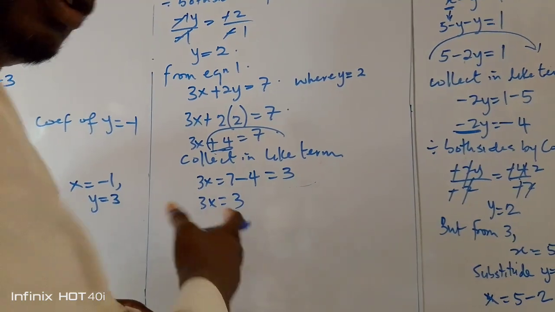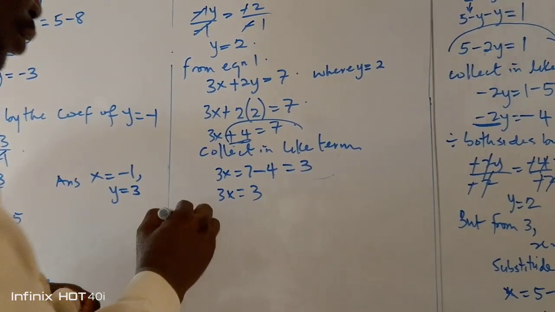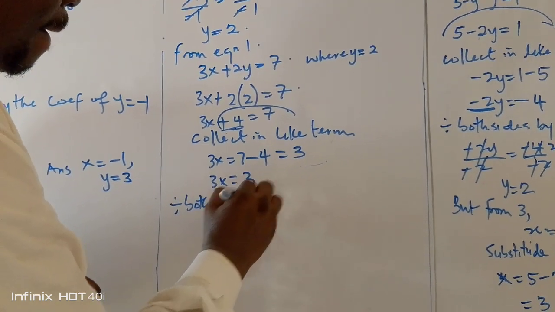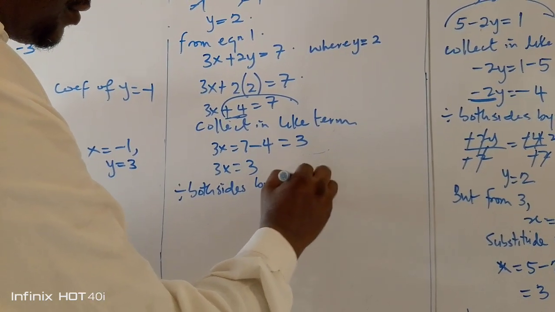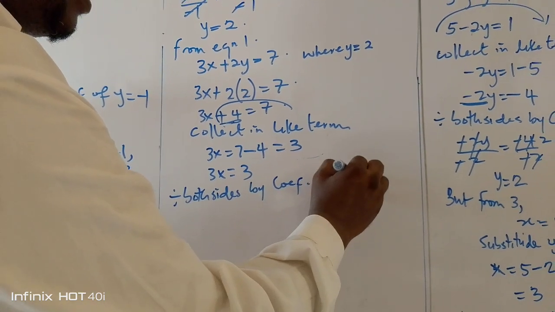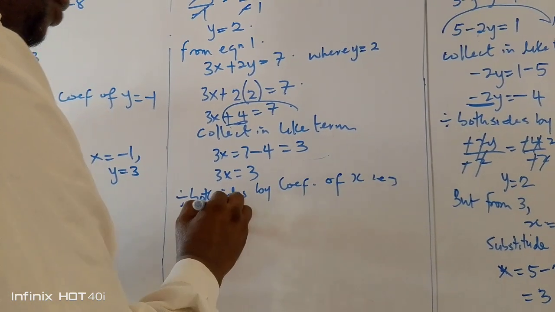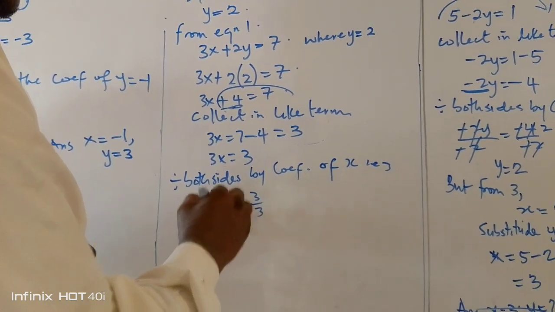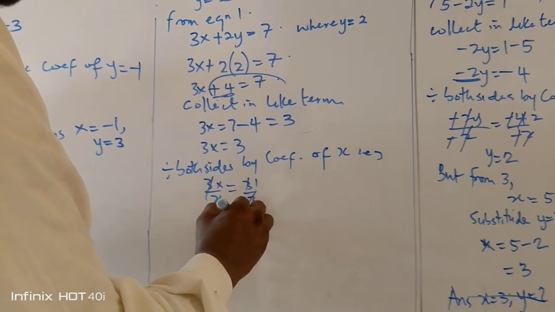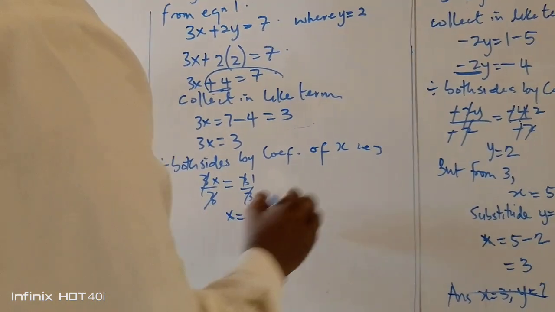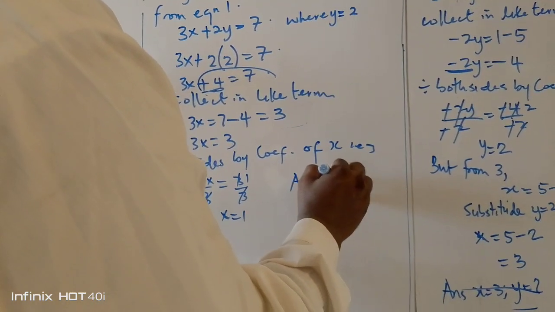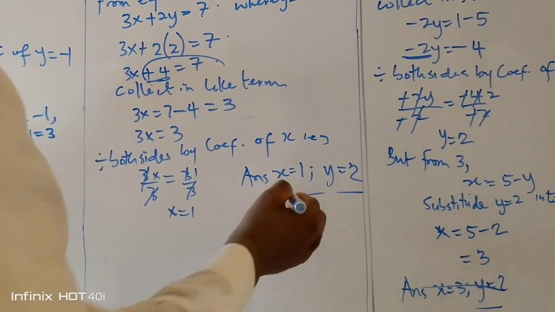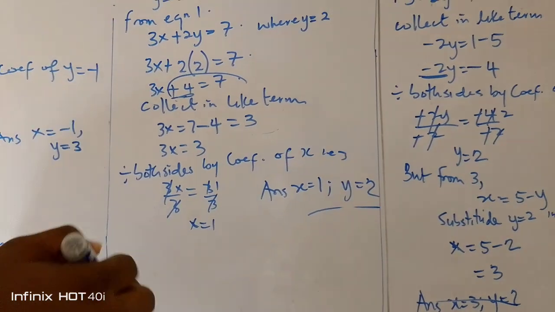It's x I'm looking for, not 3x. So what do we do? Divide both sides by the coefficient of x, that is 3. So I have 3x divided by 3 equals 3 divided by 3. This cancels out, this cancels, it is 1. My x equals 1. So the final answer: x equals 1, y equals 2. That's my final answer. Okay?